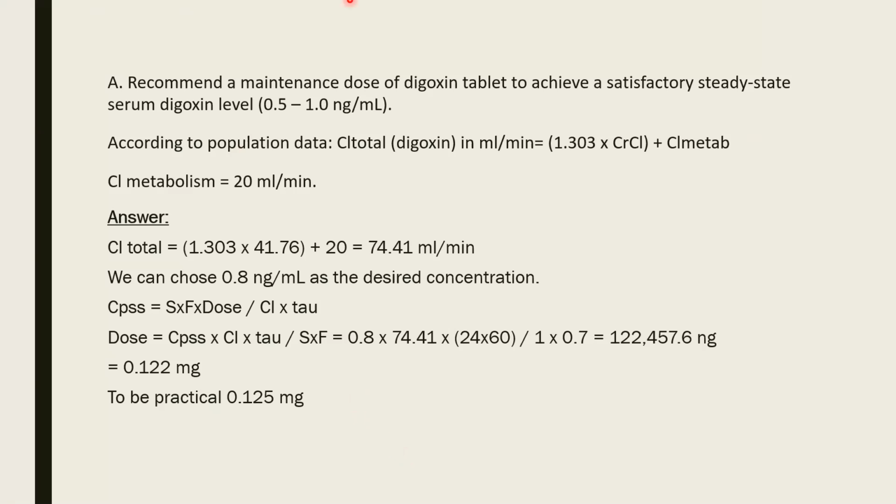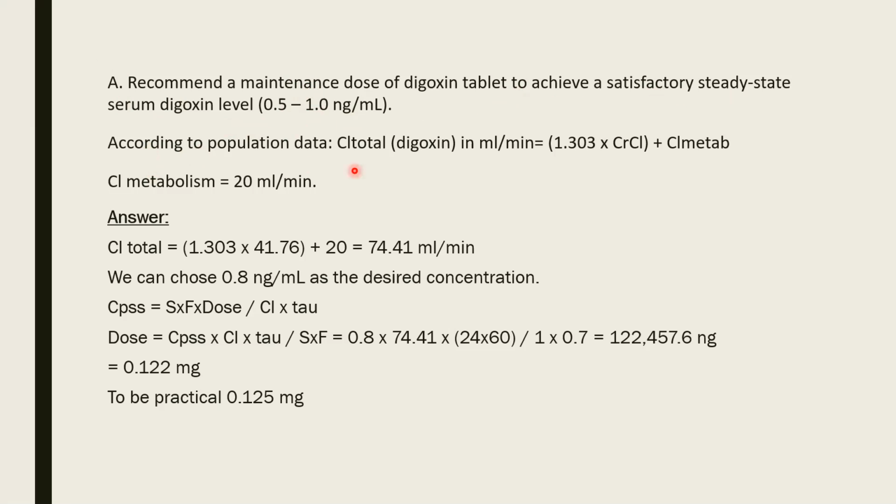Now we are asked to recommend the maintenance dose of digoxin. Because we are using it for heart failure, we don't need to do the loading dose, just straight away maintenance dose to achieve a satisfactory steady state serum digoxin level of 0.5 to 1. So which one do you choose? Between 0.5 and 1 you can choose in the middle, maybe 0.7 or 0.8, it depends. So it's fine if you choose 0.7 or 0.8.